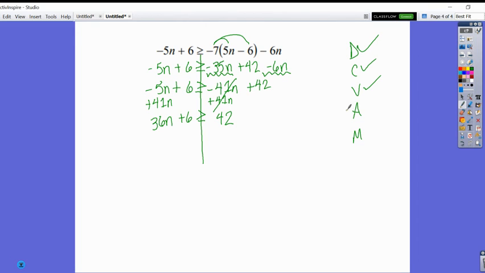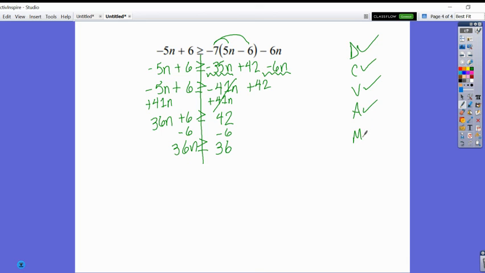Here's your two-step equation now to get that adding or subtracting taken care of. So the positive 6 constant needs to cancel. We'll subtract 6 from one side and subtract 6 from the other side. So 36n is greater than or equal to 36 after you do that arithmetic.